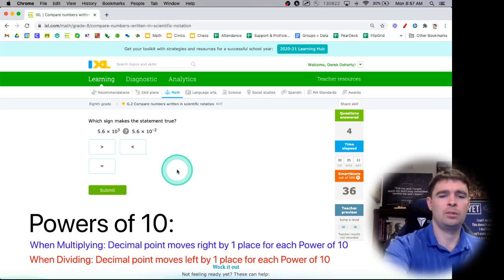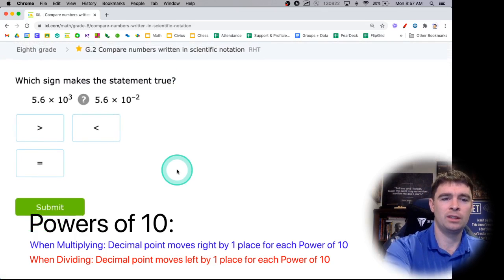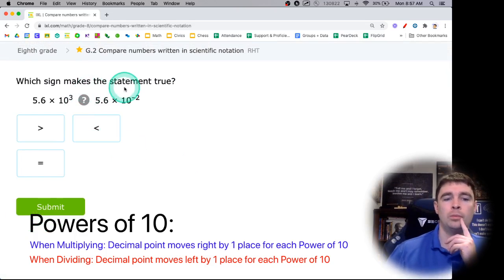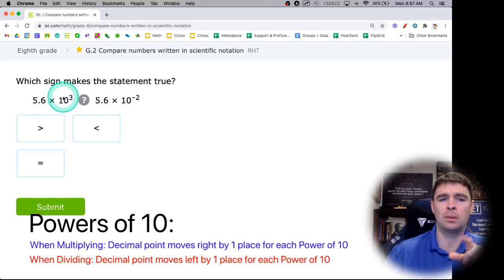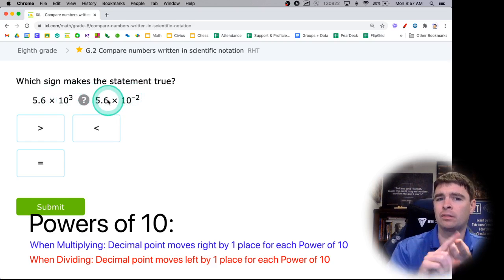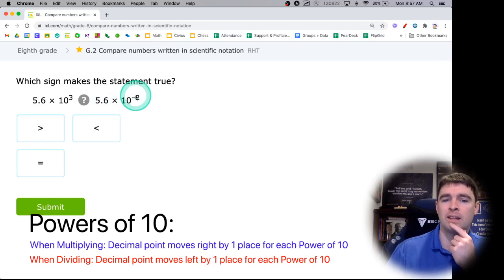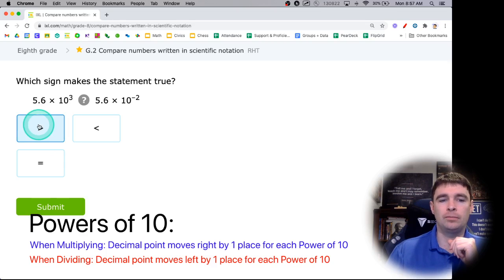Now here, we'll zoom in a little bit to make this easier to read. It says which sign makes the statement true. We see the coefficients are identical. They both have 5.6 as their coefficient, but this one's going to be multiplied by 10 three times. And this negative exponent says this is actually a really tiny number. It's going to be divided by 10 twice. The decimal's going to move to the left. We would get 0.0056 or something like that. So for that reason, we're using the greater than symbol, because 10 to the third power is definitely going to make 5.6 a whole lot bigger than dividing by 10 twice.